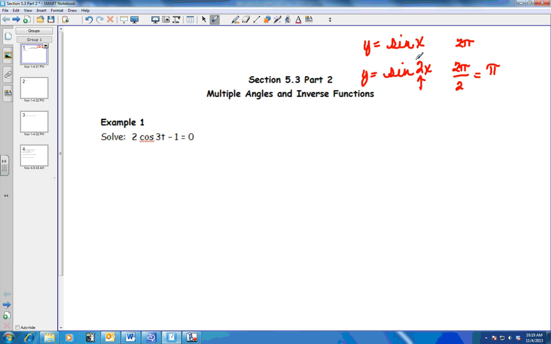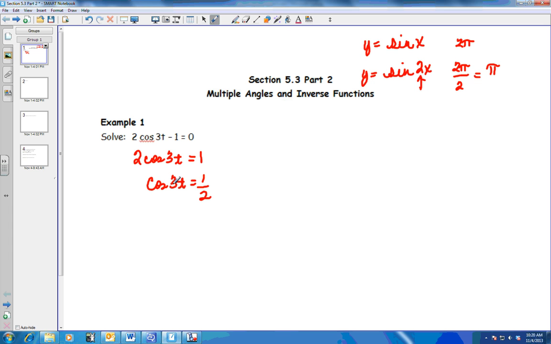So we're going to solve these exactly like we've been doing before, and then we're going to have just an extra step after we solve. So here's the first example. Solve 2 cosine 3t minus 1. I know this is going to be a little different than what we've been doing because of this 3 in front of this t. So for right now, when we solve, we're just going to pretend like it's a regular problem. So I'm going to add 1 to both sides, and I get 2 cosine 3t equals 1. Then I'm going to divide by 2. Cosine 3t equals 1/2.